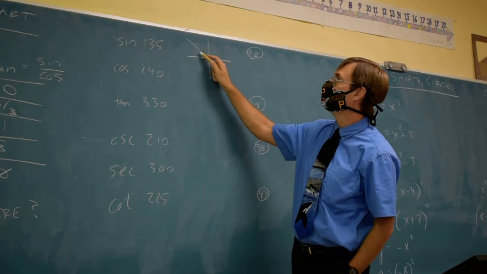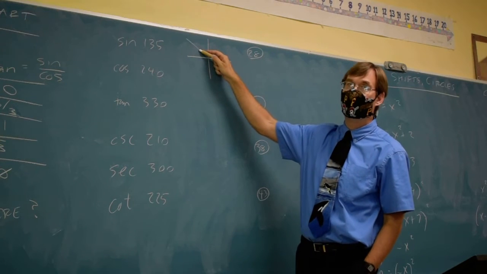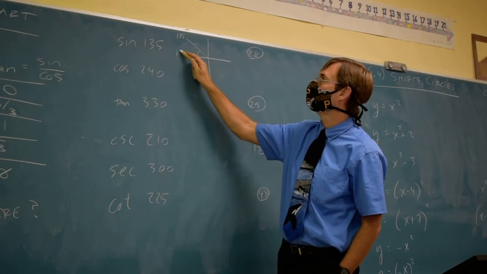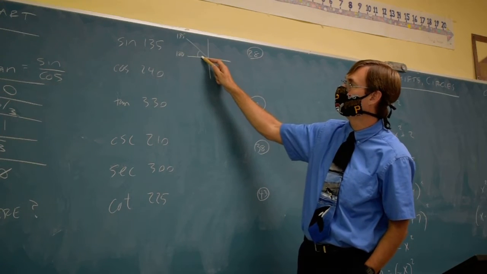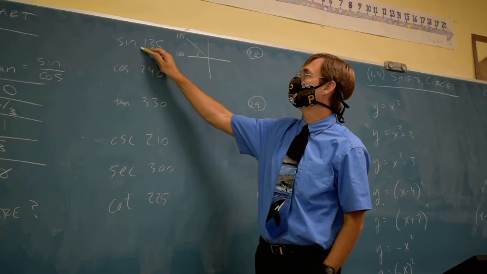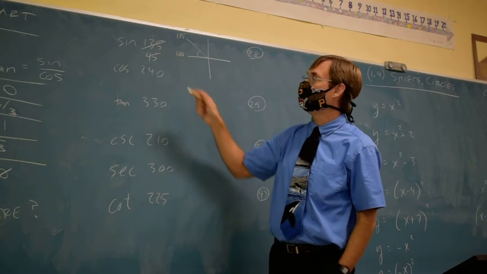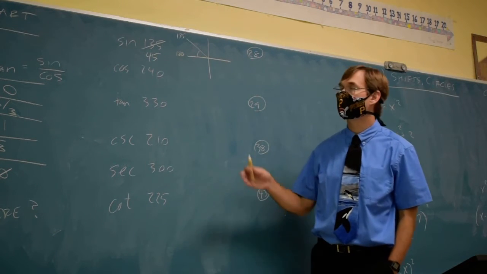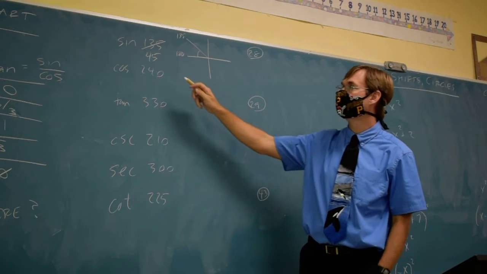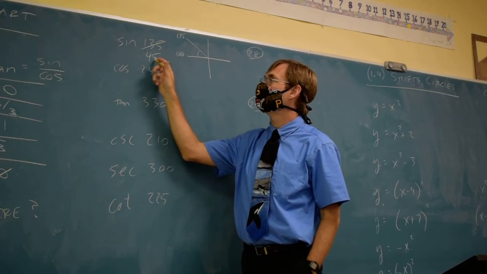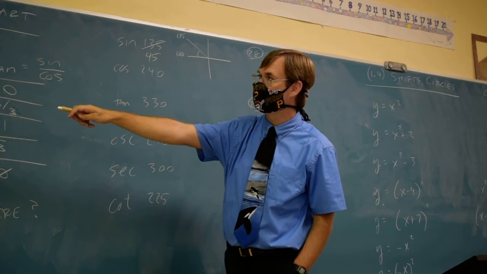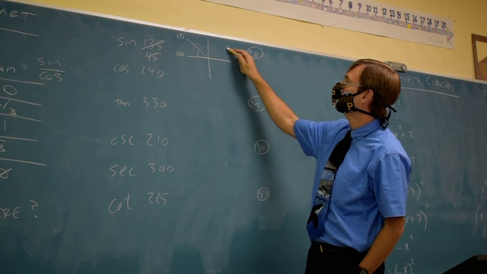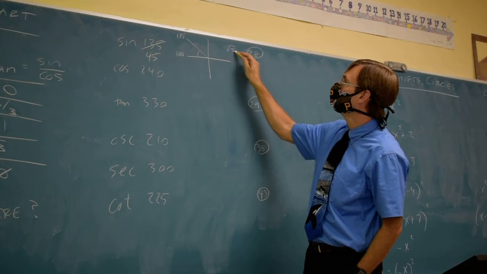Quadrant 2. We always measure how far we are from the x-axis. From 135 to 180, you're how far away? 45. 45 is called a reference angle. The reference angle, you've used that word other days. That's how far we are from the x-axis. So then we just go to our chart. 45, looking for sine. Root 2 over 2.